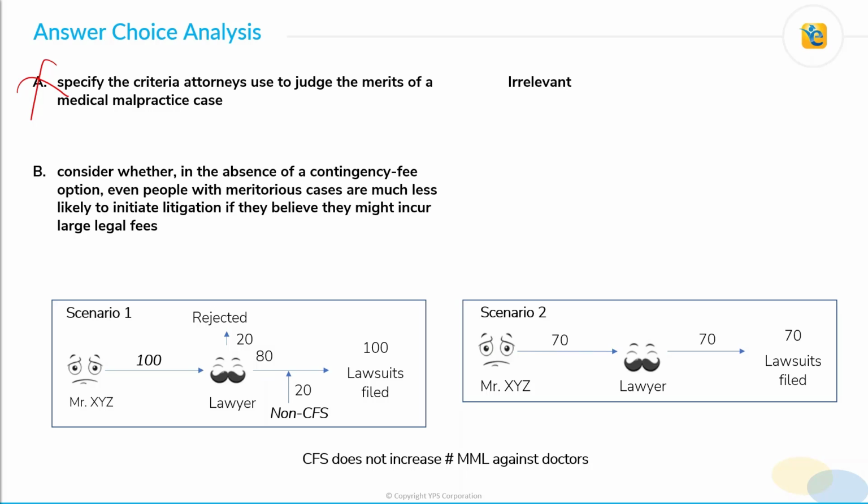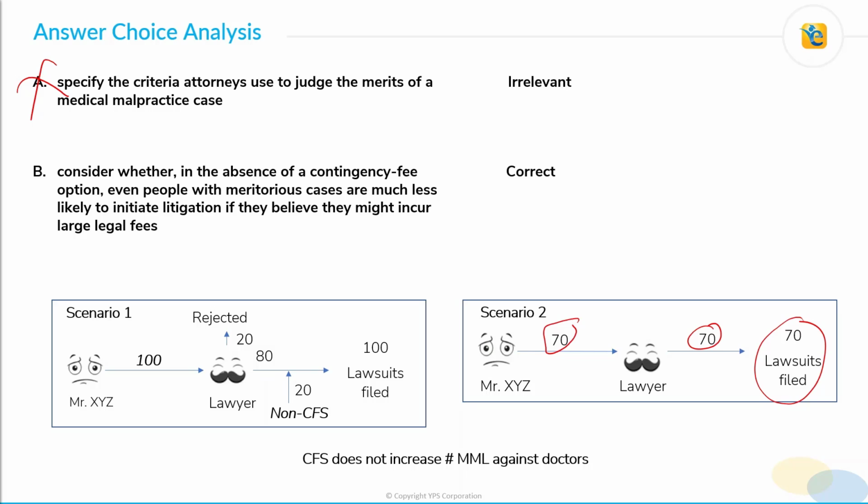Choice B is actually the correct answer choice, and it is in line with our pre-thinking. So let's see how. So consider whether in the absence of a contingency fee option, even people with meritorious cases are much less likely to initiate litigation if they believe they might incur large legal fees. All right. So we are saying that in scenario 2, we know that 70 people are approaching the lawyers and 70 lawsuits are being filed.